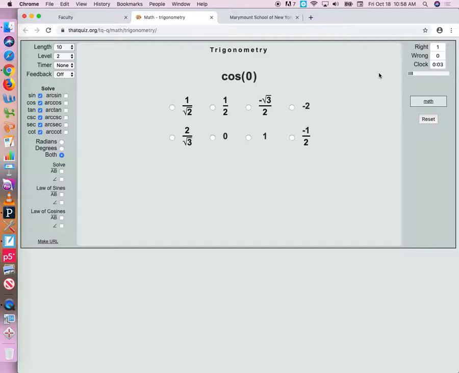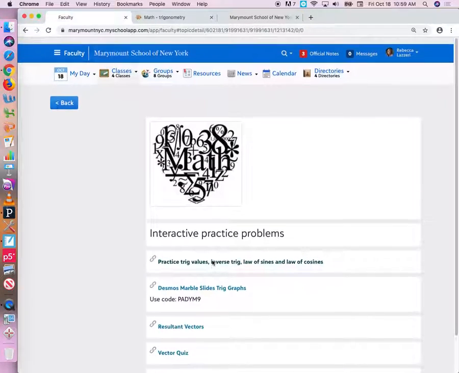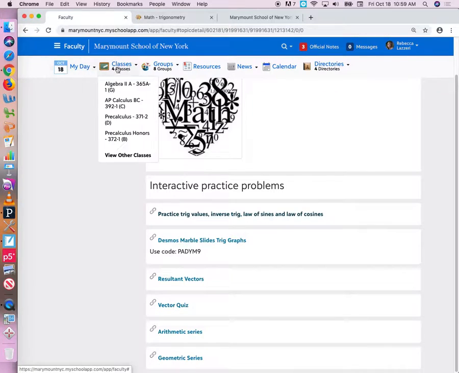And do you see how it keeps a record of right and wrong up there? So you can see how you're doing. It's great practice. Cosine of 0 is 1. Cosine of 0 is x over r, so it's 1. Okay? And anyway, so that's good practice. So then you can also go to this.